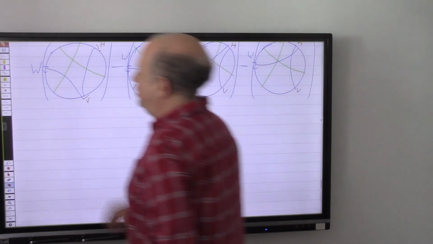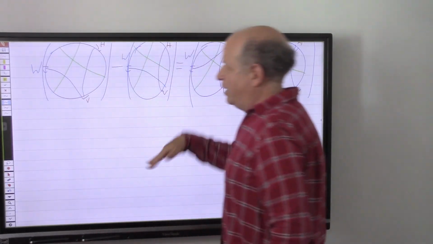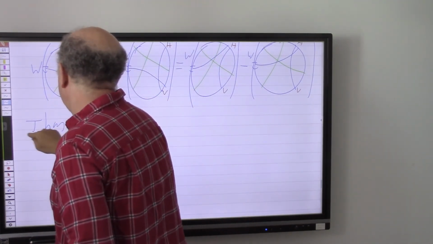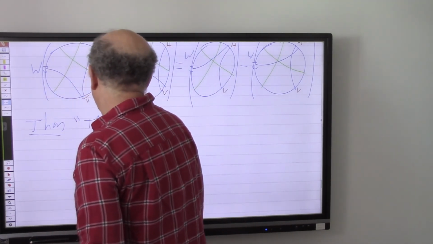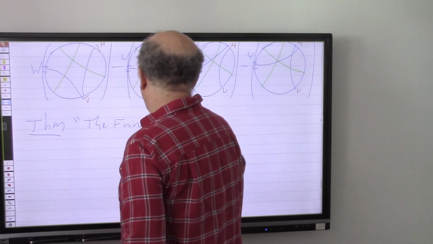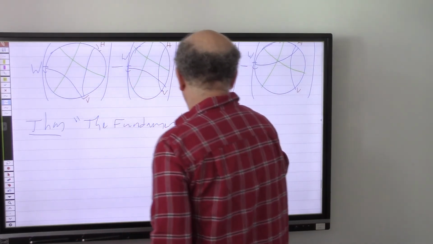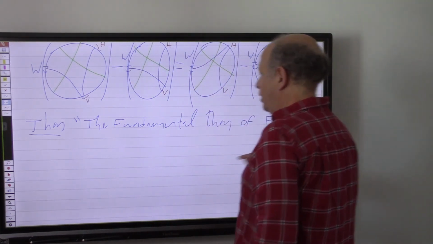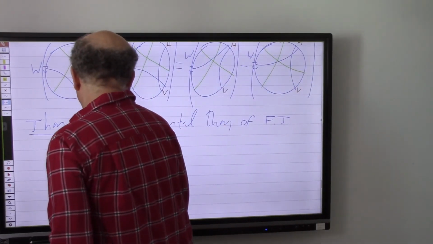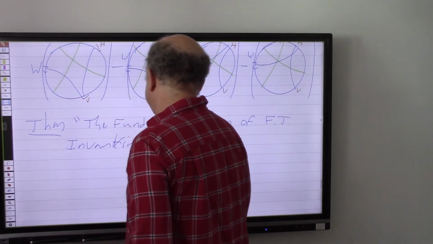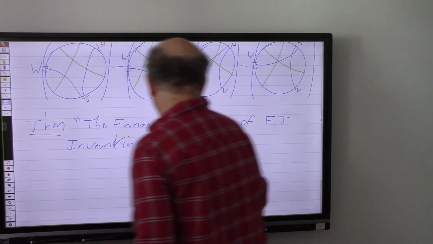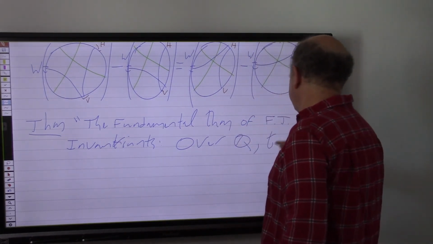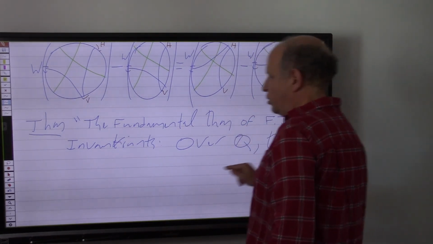Okay? I'm almost running out of time, so I'll have to get back to it next time. But let me just state the main theorem. This is the so-called fundamental theorem of finite type invariance. And it says that over Q, this is all.